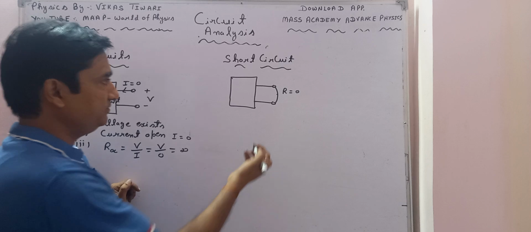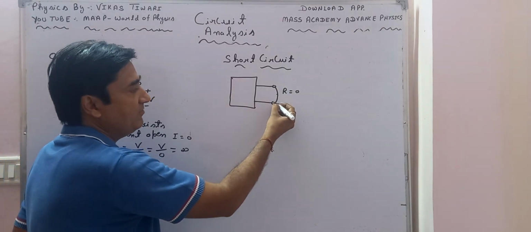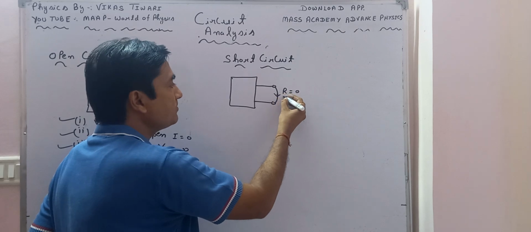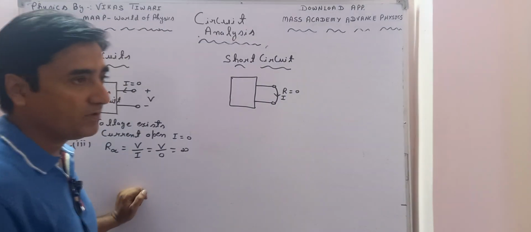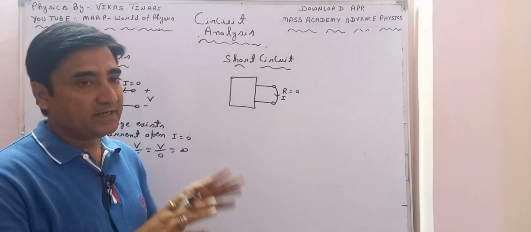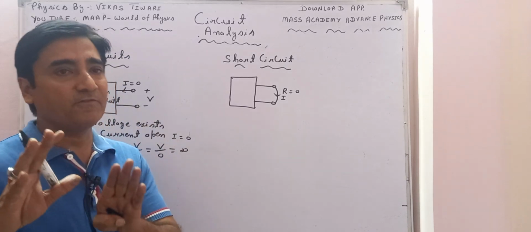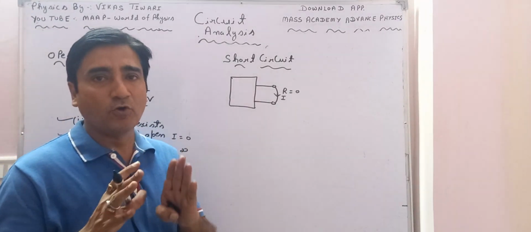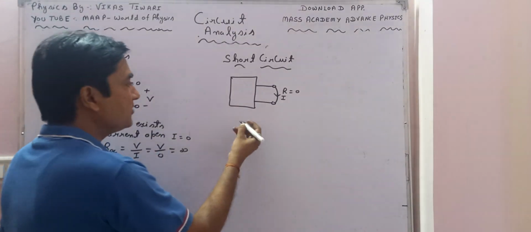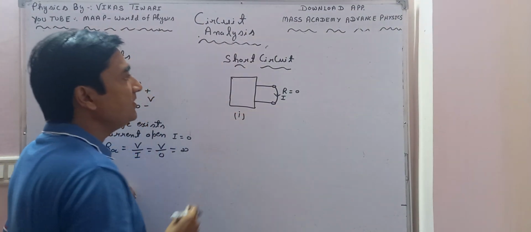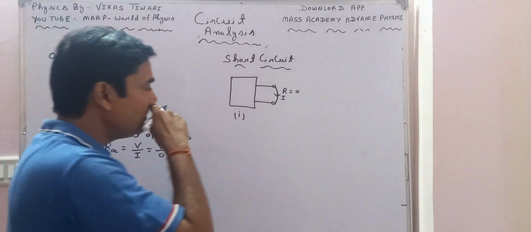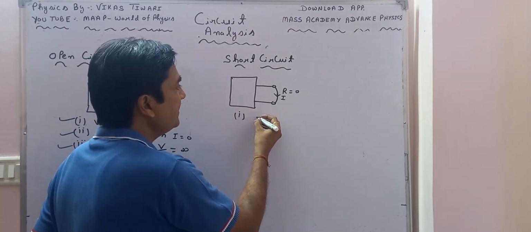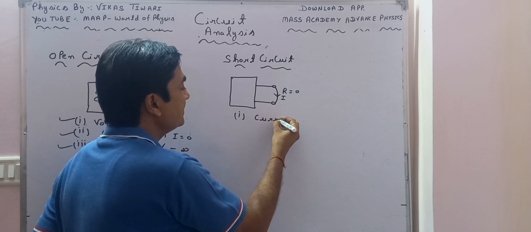Now it will become a closed path. For any closed path, current starts flowing. And if the resistance is 0, it means there is a flow of current. So what are the properties of this particular short circuit? Current always exists.